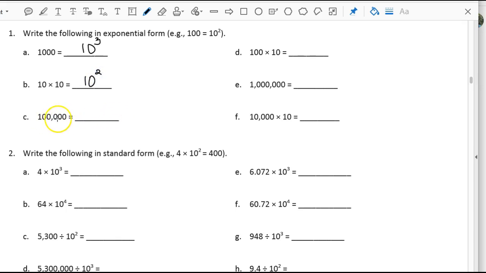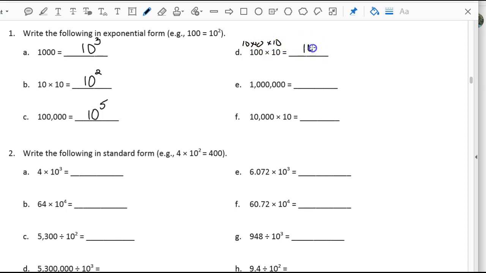This one, let's count how many zeros, how many place values are taken. There's 5 of them. So in order to get that, we know it's going to be 10 to the 5th power. This one, we know this is the same as 100, which is the same as 10 times 10. And then we've got another 10 over here.